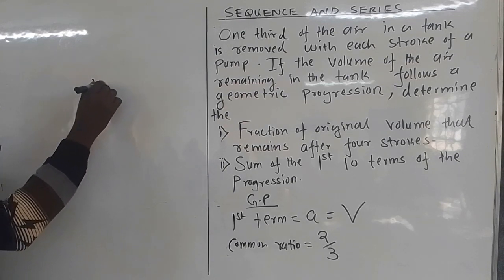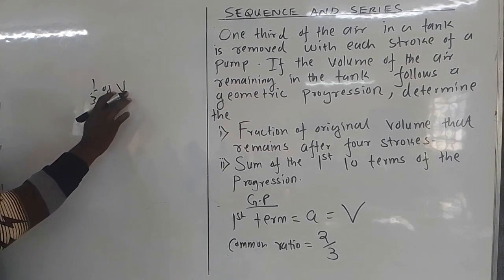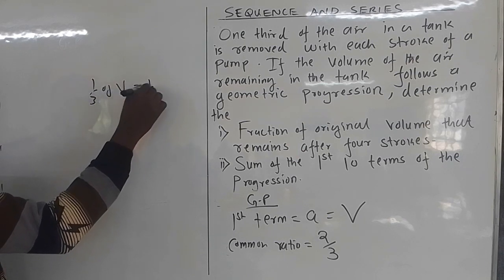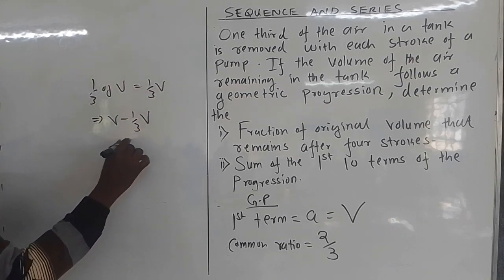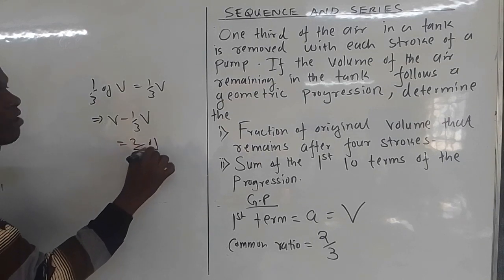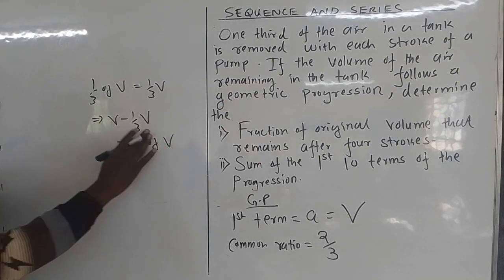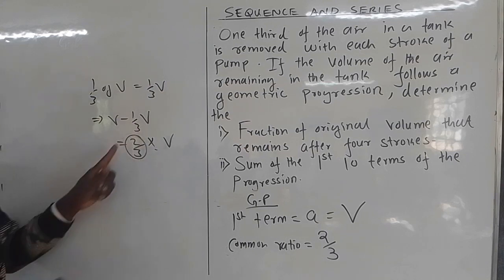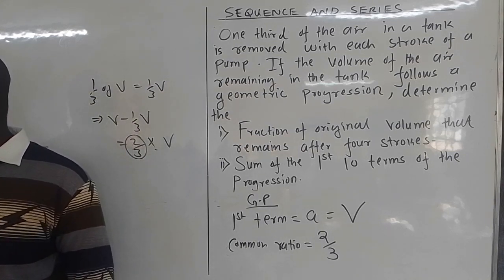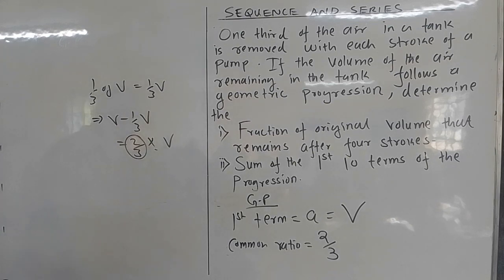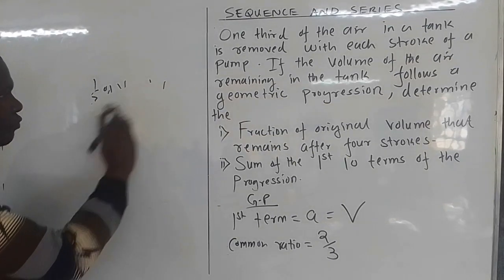1/3 of V is removed. This is what is removed. So what is remaining? See, it is V minus 1/3 of V. You get that what is remaining is 2/3 of V. So it is multiplication, so the common ratio is 2/3, isn't it? So the common ratio is 2/3.